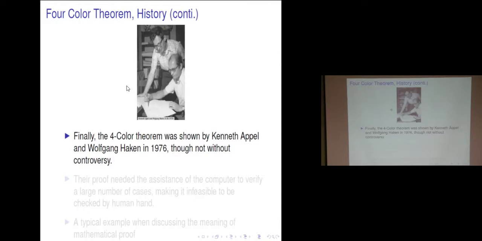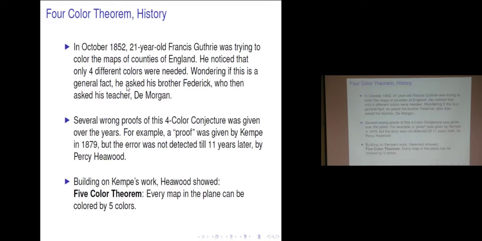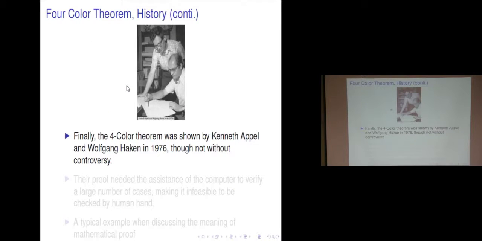But how about the 4-color theorem? This turns out to be extremely difficult. Actually there's a long history. It starts from the 1800s, and then we jump to 1976. The four-color theorem was shown by Appel and Haken. They are from the University of Illinois, Urbana-Champaign.